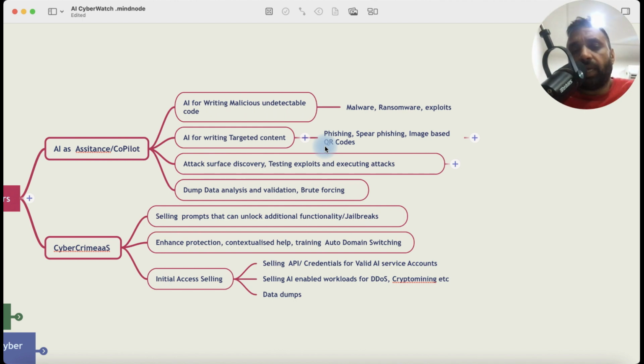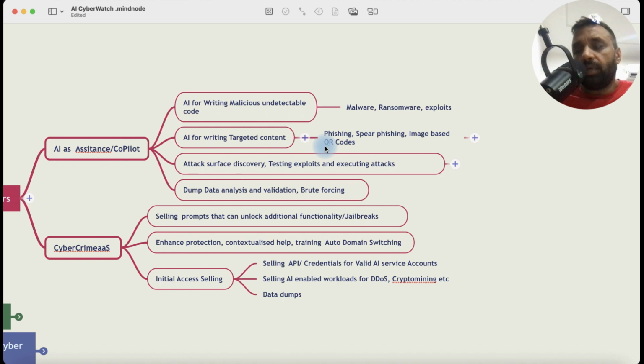The second use case would be AI for writing targeted content for phishing, spear phishing, image-based QR code, etc. The third use case would be using AI for attack surface discovery, testing exploits, and execution attacks. So in the last few years, the time it takes to discover a vulnerability and find publicly exposed servers has drastically reduced. It has gone from a few days, few weeks to a few hours now. I've read reports where for specific vulnerabilities, this scanning on the internet started within 30 minutes of the exploit coming out, or even the vulnerability coming out in some cases.